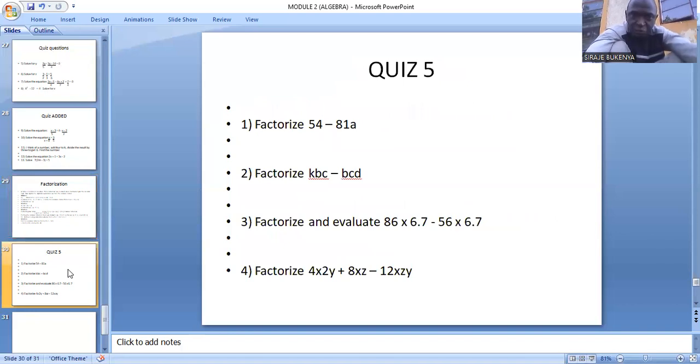So try this quiz, factorize 54 minus 81a, factorize KBC minus BCD, factorize and evaluate 86 times 6.7 minus 56 times 6.7, factorize 4 times 2y plus 8x minus 12xz.